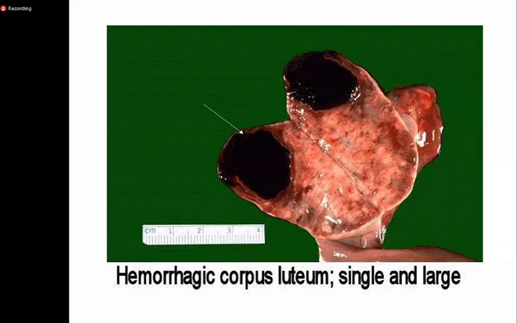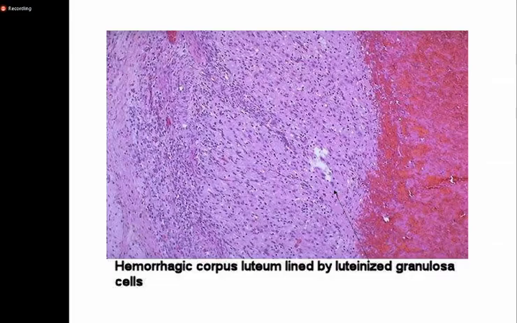And this is how it looks on histology, a hemorrhagic corpus luteum. You have hemorrhage as the contents. Then the wall is thickened, with luteinized cells. Okay, so thick, sort of this undulating wall, and then often an inflammatory cell reaction.